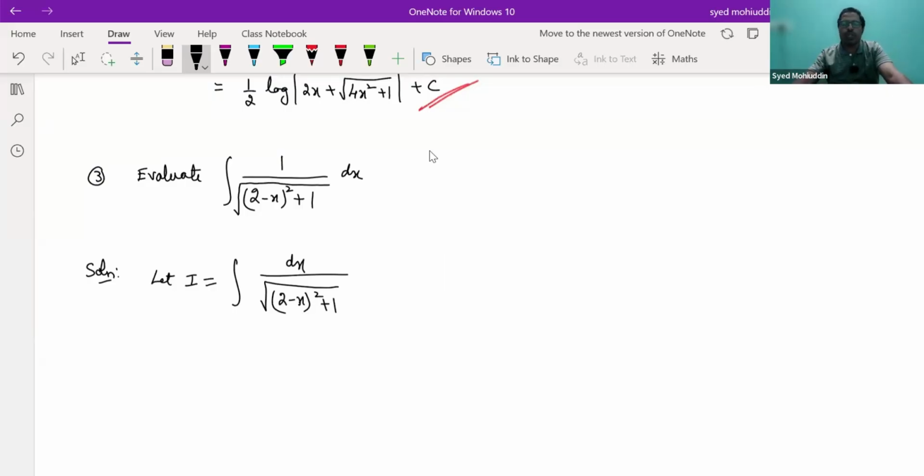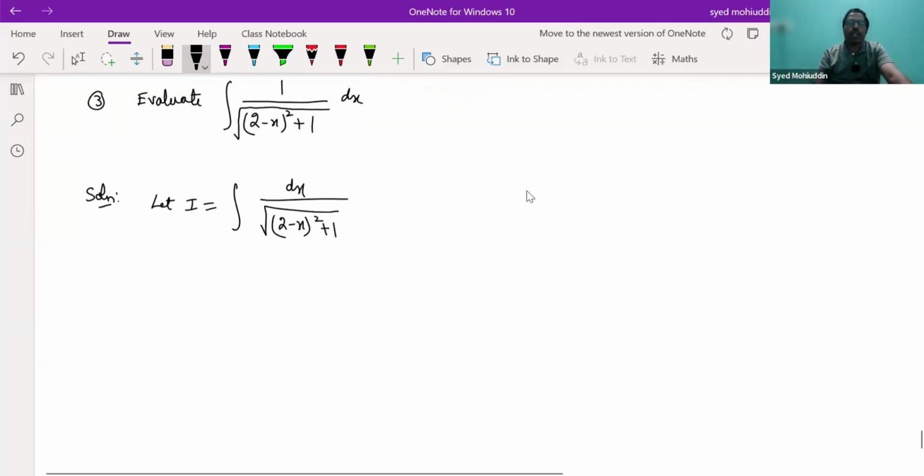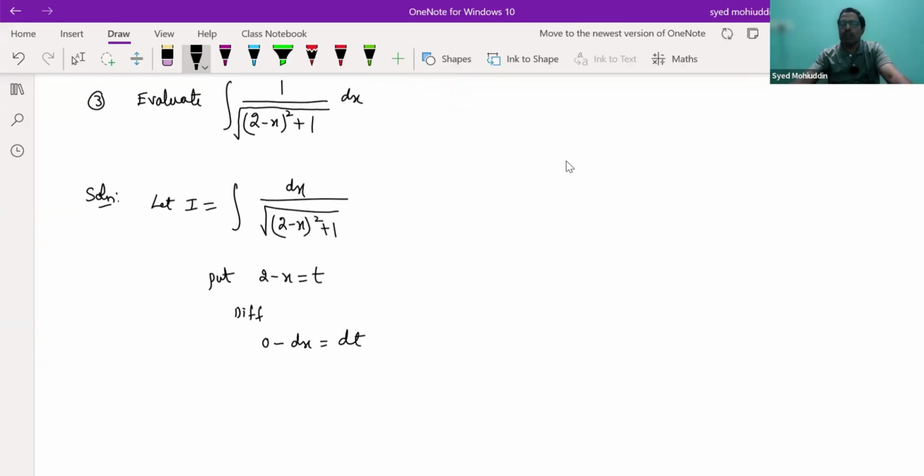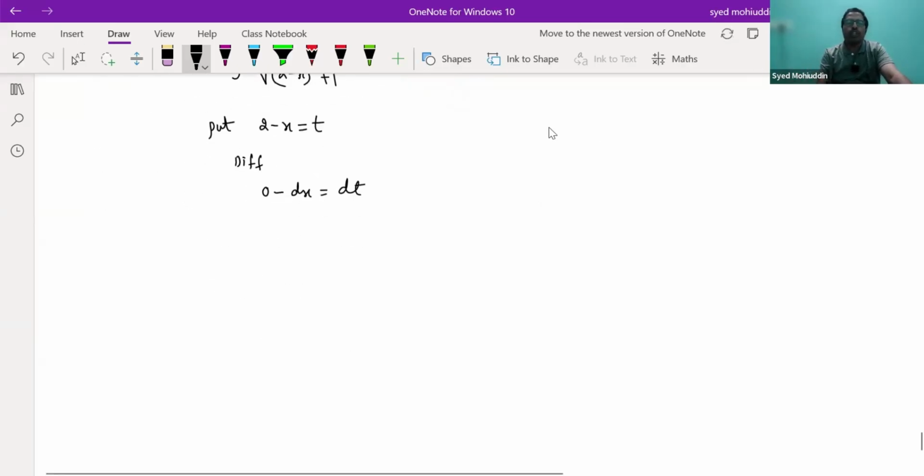So I'm using the substitution. 2 minus x is together, therefore I'll put 2 minus x equal to t. Now let us differentiate this. 2 is a constant, so its derivative is 0, and the derivative of x is dx, so minus dx is equal to dt. But here dx is a positive value, therefore you need to remove this negative.